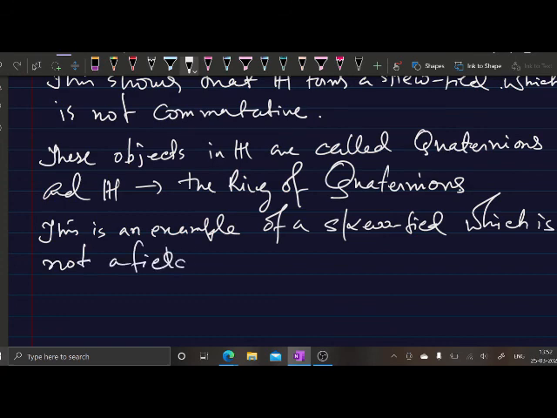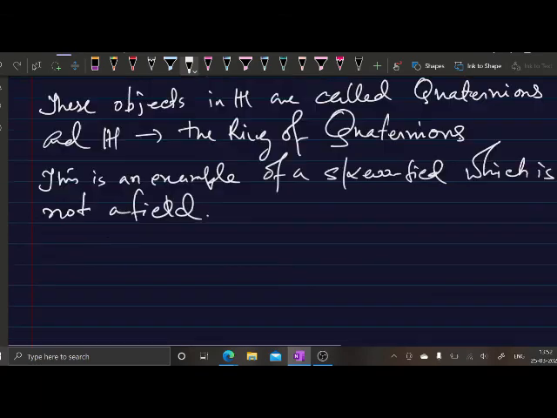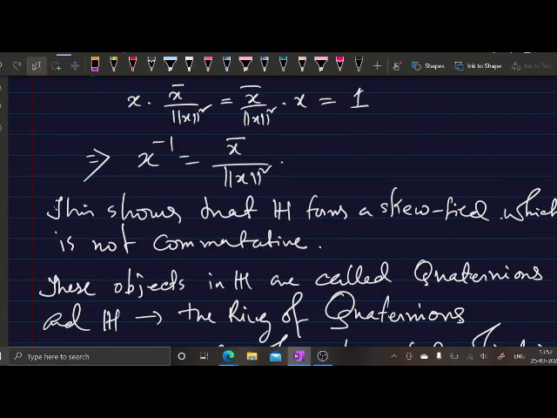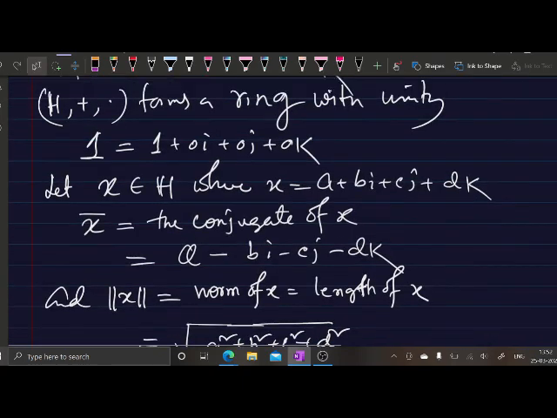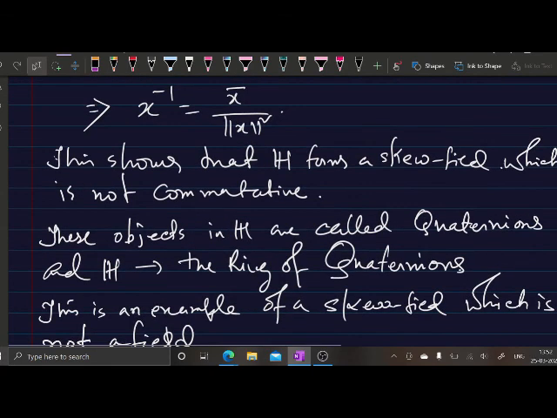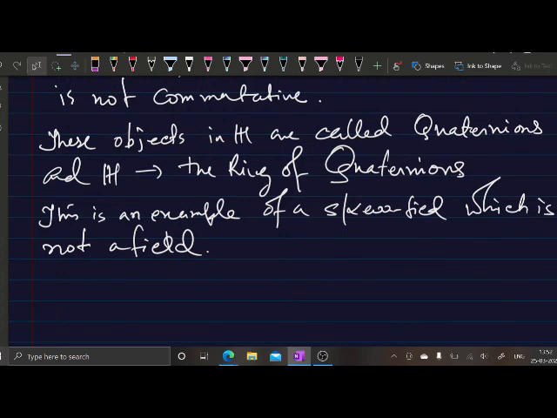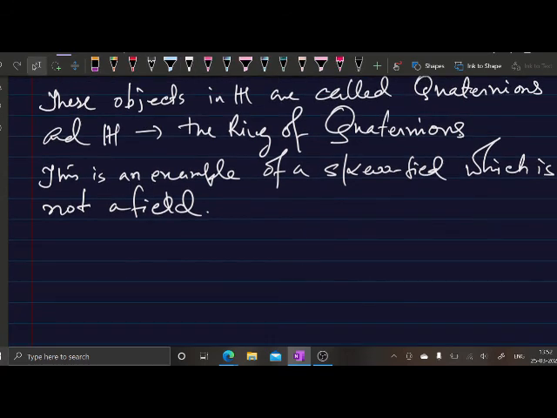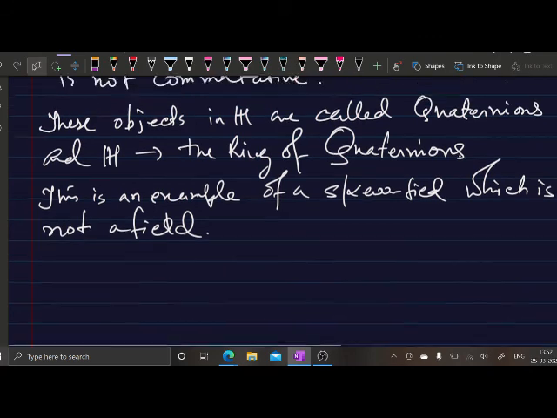It is very interesting to note that such examples are very rare. Non-commutative rings are very rare. Sometimes this is called the ring of Hamiltonians, due to the name of the mathematician Hamilton, sorry. So this is an example of a skew field which is not a field.